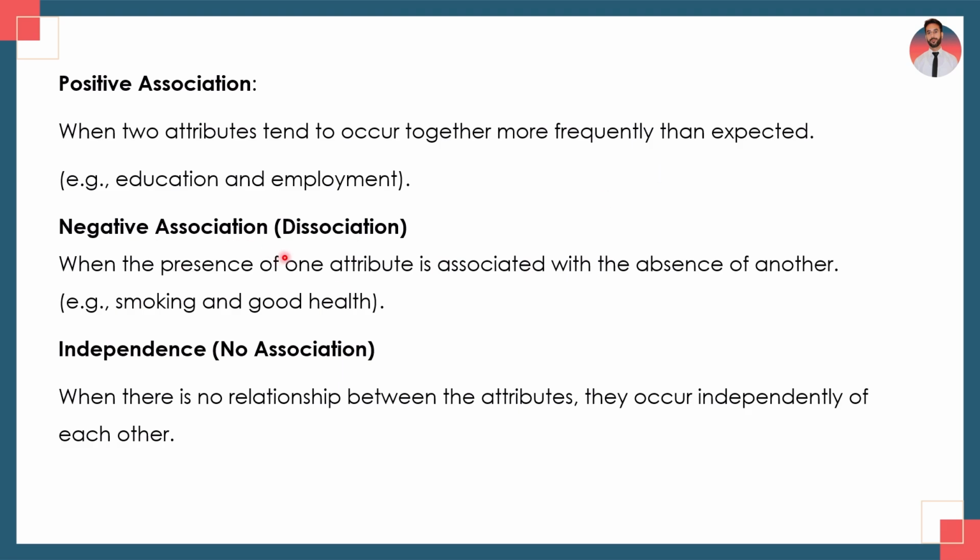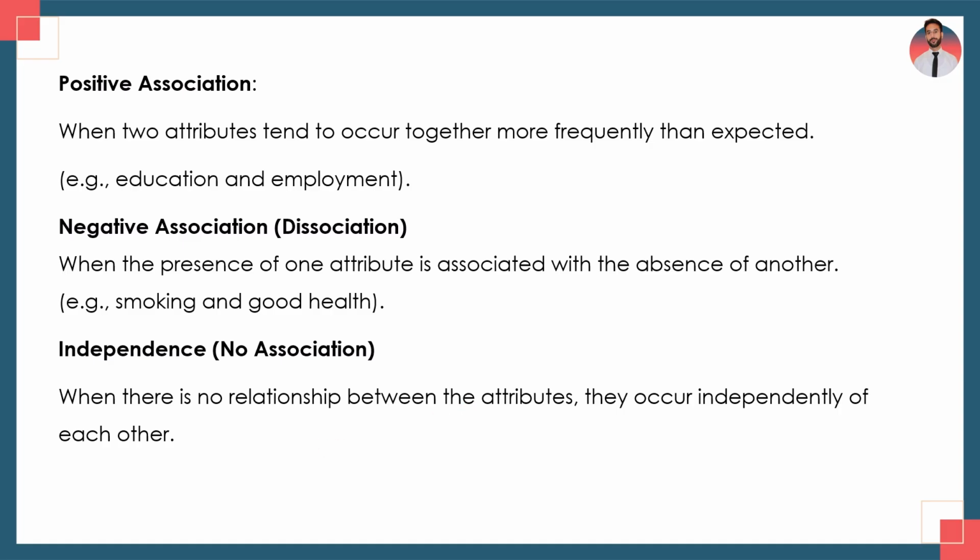Negative association means disassociation, when the presence of one attribute is associated with the absence of another. For example, smoking and good health. And independence means no association: when there is no relationship between the attributes, they occur independently of each other. This is called independence of attributes.